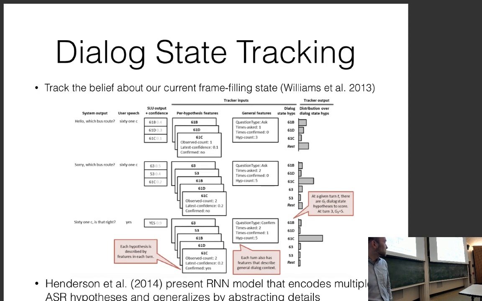So Henderson et al. present an RNN-based model that encodes multiple ASR hypotheses and generalizes by abstracting out various details. This is a pretty nice paper. I don't know if this won the best paper at SIGDIAL or something like this, but it's a pretty good example of how you can do this in a well-engineered way.